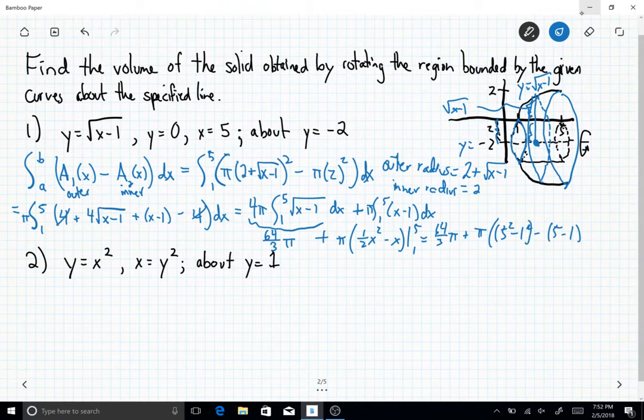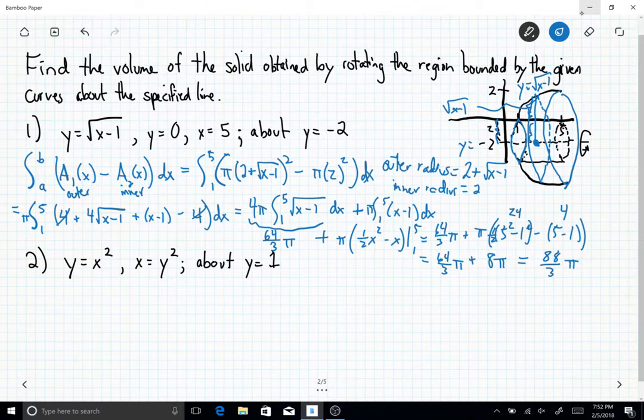So 5 squared minus 1 squared, oh, I forgot the 1/2 there. 1/2 5 squared minus 1 squared. So once again, that's 24, and 1/2 of 24 is 12 minus 4. So that becomes 12 minus 4, which is 8. So we are left with 64/3 pi plus 8 pi. And so that'd be 64/3 pi plus another 24/3 pi, and so that makes 88/3 pi, I believe. So something like that.